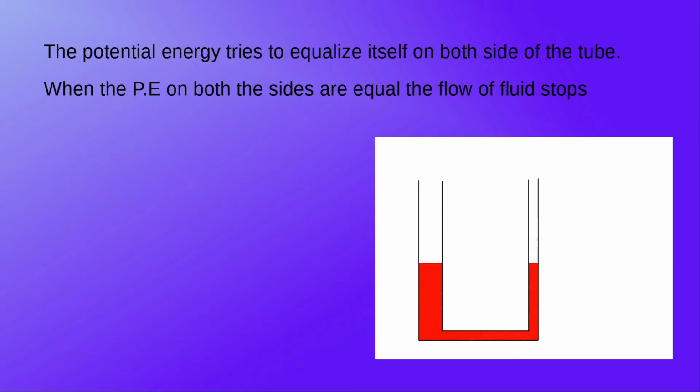As we can see here, in this U-tube manometer, the liquid falls in the right leg and rises in the left leg. Now, why does this happen? Because the potential energy tries to equalize itself on both sides of the tube. It's also observed that when the potential energy on both sides are equal, the flow of the fluid stops. Well, the potential energy on any side of the leg of the U-tube manometer is nothing but rho times g times h.